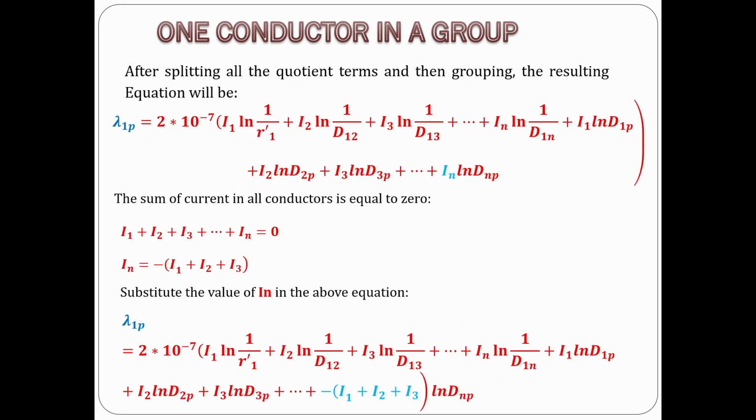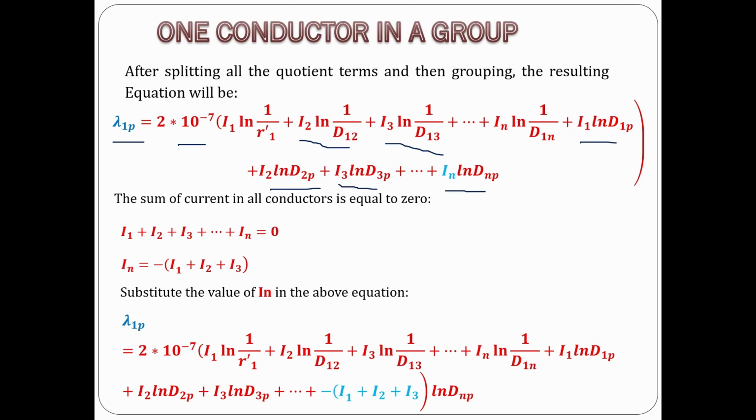After splitting all the quotient terms and then grouping, the resulting equation will be 2 times 10 to the negative 7 I1 ln 1 over R1 prime plus I2 ln 1 over D12 plus I3 ln 1 over D13 plus IN ln 1 over D1N plus I1 ln D1P plus I2 ln D2P plus I3 ln D3P plus IN ln DNP.